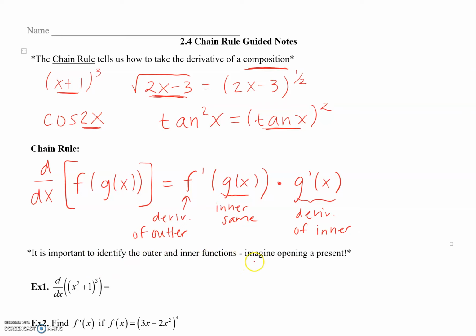I wrote you a little note here, and I'll explain what I mean. Imagine that you're opening a present. This is what my high school calculus teacher taught me when it came to the chain rule. If I have a present, maybe it's a toy. Usually that toy is wrapped in a box. Usually that box has some wrapping paper. And then maybe there's a bow on the top.